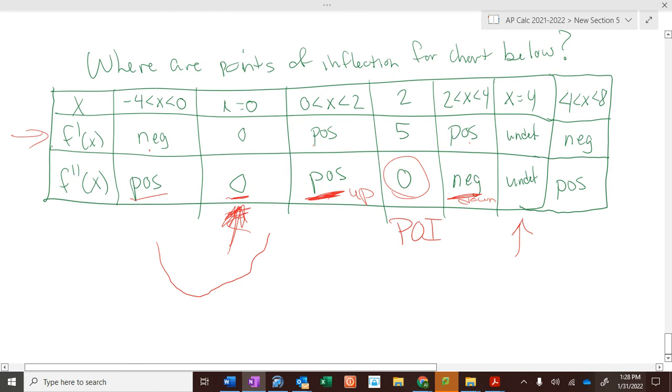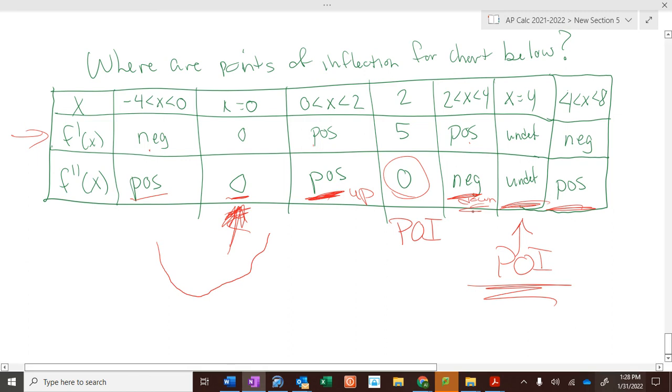Now, what happens at 4? What the heck is going on at 4? That's undefined. Yes, it's an asymptote. Now, if concavity changes at an asymptote, it is a point of inflection. And this has been argued, and it's been different in different textbooks. But the AP says that if concavity changes at an asymptote, it is a point of inflection. So we have to mark that as a point of inflection.